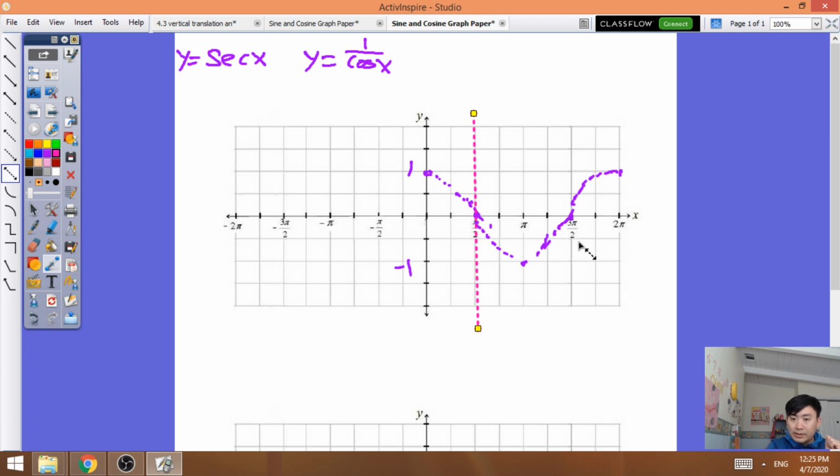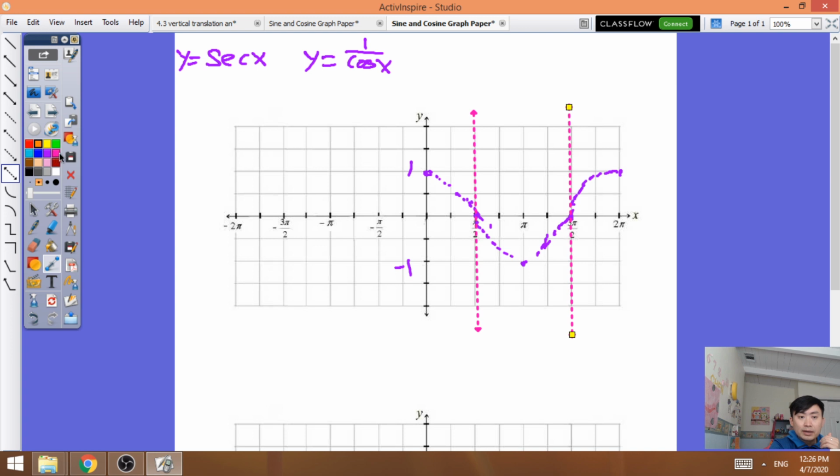And then another vertical asymptote is at 3 pi over 2. Again, if cosine is 0 at that position, that means for secant, it must be considered undefined. And now you can see the max, the min, the amplitude. So anytime you see the max and the min right there, we can start with those points as the vertex for the parabola. Again, secant is just the reciprocal function of cosine. So let's sketch the parabola for this.